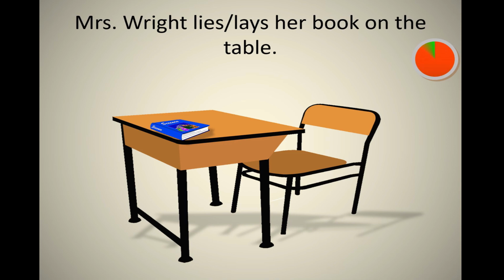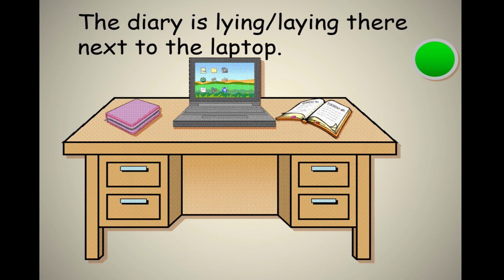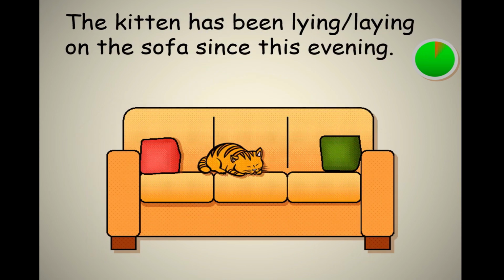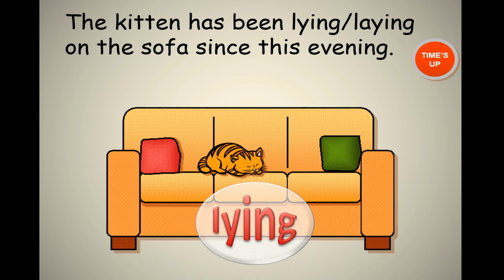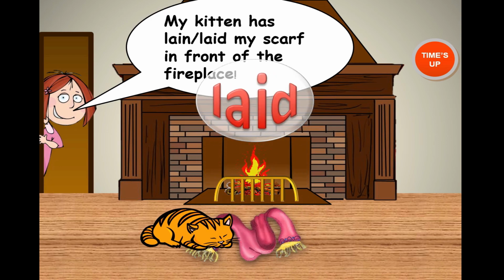Mrs. Wright lays her book on the table. What's the answer? The answer is lays. The diary is lying there next to the laptop. What's the answer? The answer is lying. The kitten has been lying on the sofa since this evening. What's the answer? The answer is lying. My kitten has laid my scarf in front of the fireplace. The answer is laid.